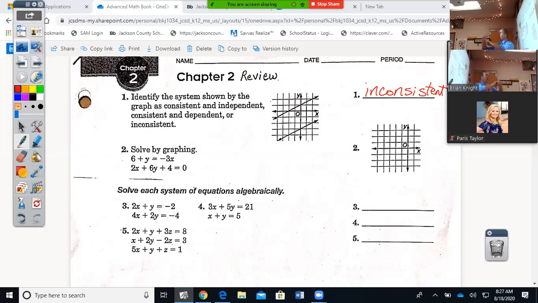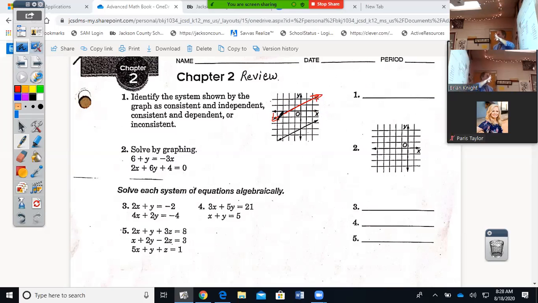So when you have 1 answer, when they're just crossing, I'm just going to draw a line. When they're intersecting at 1 point, that's consistent and independent because there's 1 answer. If they're 2 lines on top of each other, like that, we call that infinite solutions when you're working it out. That's consistent and dependent.